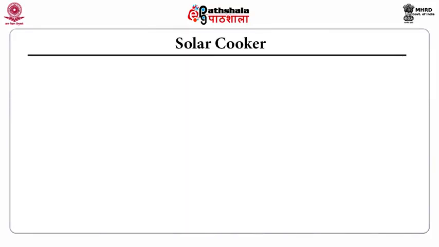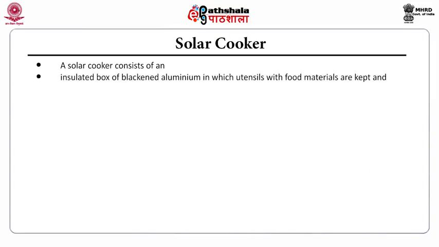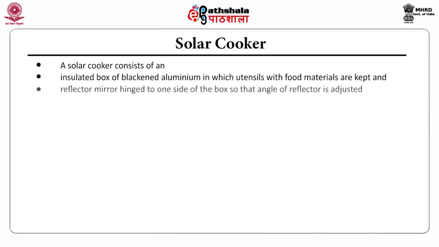Another application is the solar cooker. A solar cooker consists of an insulated box of blackened aluminum in which utensils with food materials are kept, a reflector mirror hinged to one side of the box so that the angle of the reflector can be adjusted, and a glass layer consisting of 2 layers of clear window glass sheets.